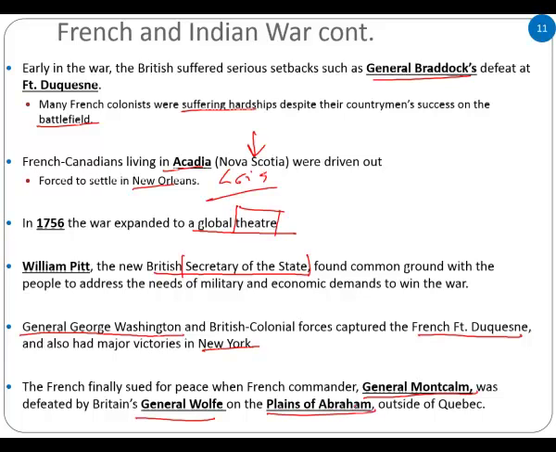Any questions here? Typically speaking, this is a war tactic. When it becomes global, you start attacking the other nation's colonies. Why would you do that? Why not just attack them straight up? Why go after their colonies? That's their center point, where all the money is.